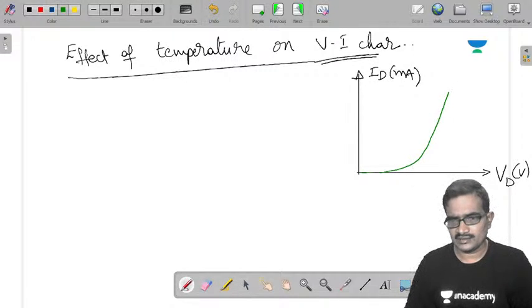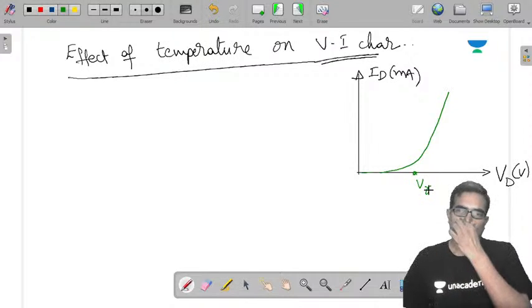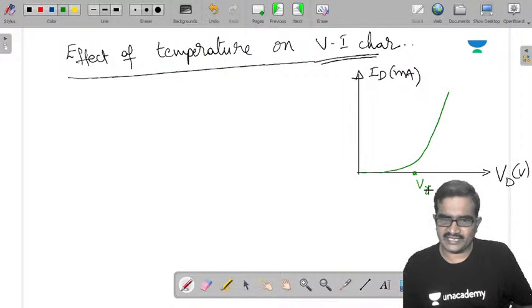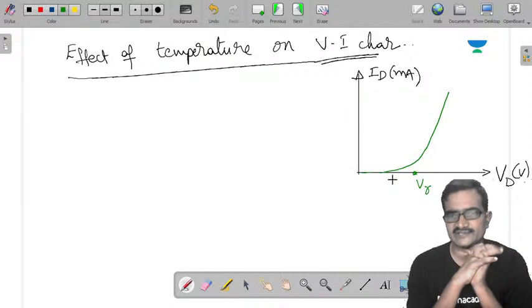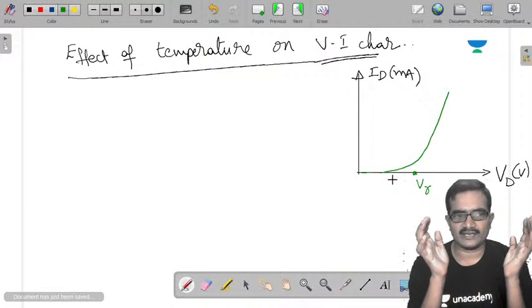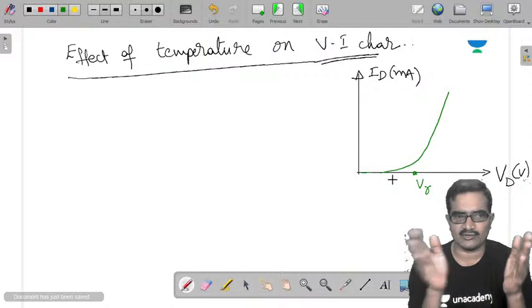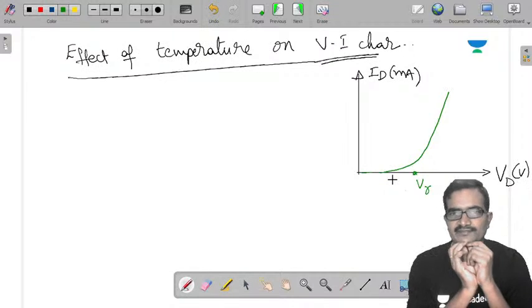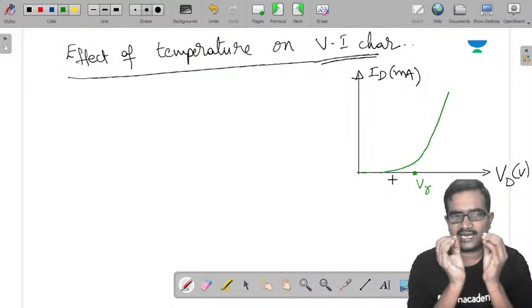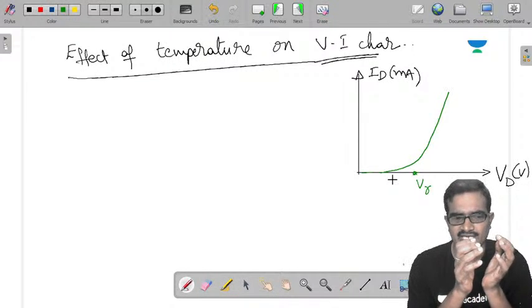Somewhere here we have the cut-in voltage V gamma. So cut-in voltage we represented here in this sense. At this cut-in voltage, whatever depletion region width we have under open circuit condition is nullified, approximately 0, and a considerable amount of charge carriers cross the junction.